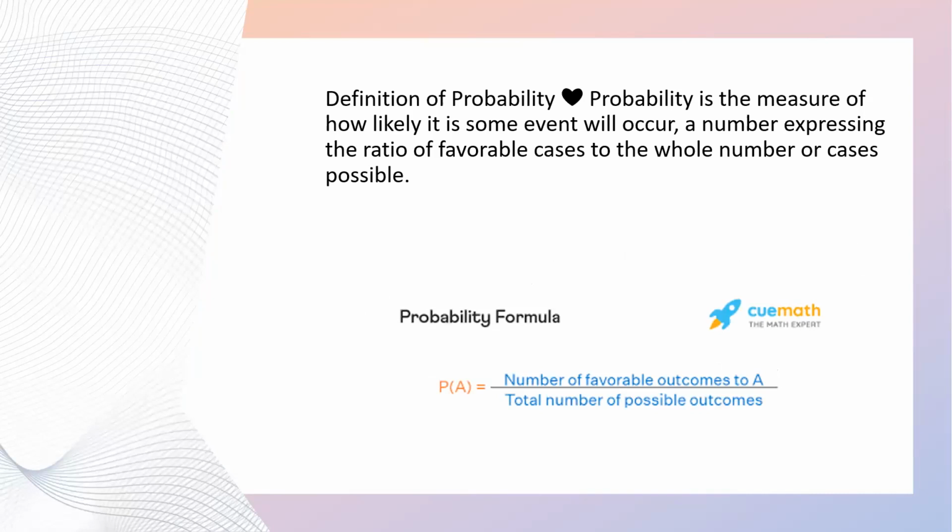So definition of probability in technical terms is probability is the measure of how likely it is some event will occur. And it is expressed as a number expressing the ratio of favorable cases to the number of outcomes possible. So the formula here shows the number of favorable outcomes and the number of possible outcomes. So this is the general formula for the probability.